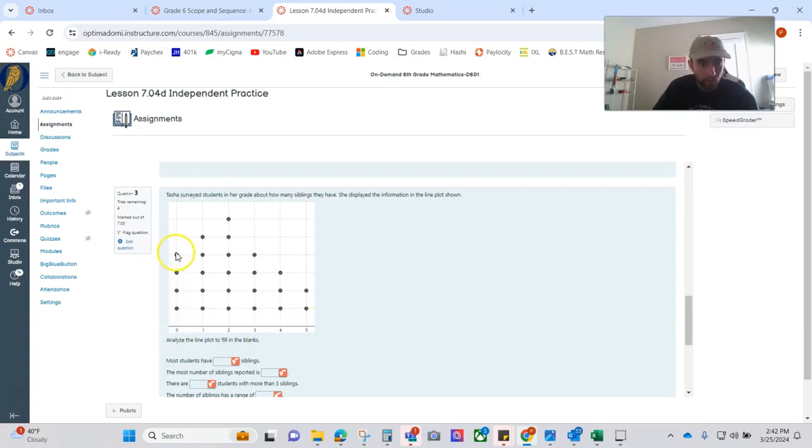So 1, 2, 3, there are 4 students with no siblings. 1, 2, 3, 4, 5 students with 1 sibling, 6 students with 2 siblings, 4 students with 3 siblings, 3 students with 4 siblings, and 2 students with 5 siblings. That's a lot of siblings.